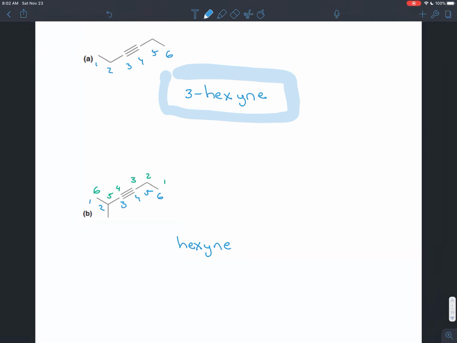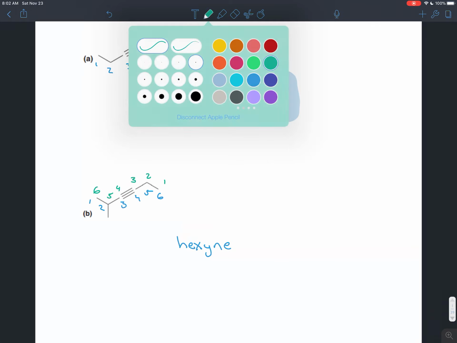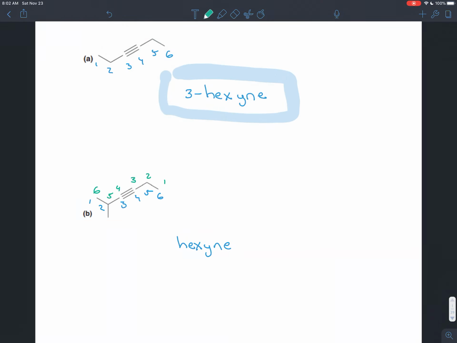Okay, now let's think about the numbering. Either way we number this, the triple bond starts at 3. And triple bonds are more important than the branches. So if they're ever conflicting, you'll want the triple bond to get the lower number, even if that gives the branch the higher number. But whatever way we number this, we get a 3 for the triple bond.